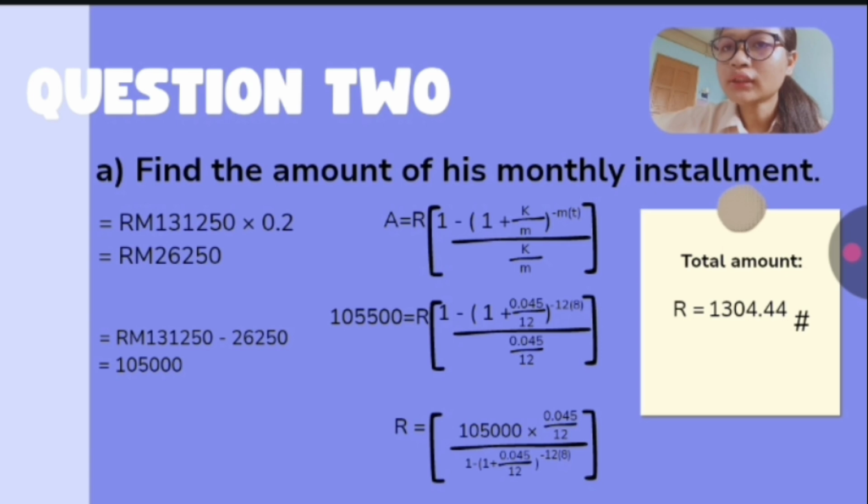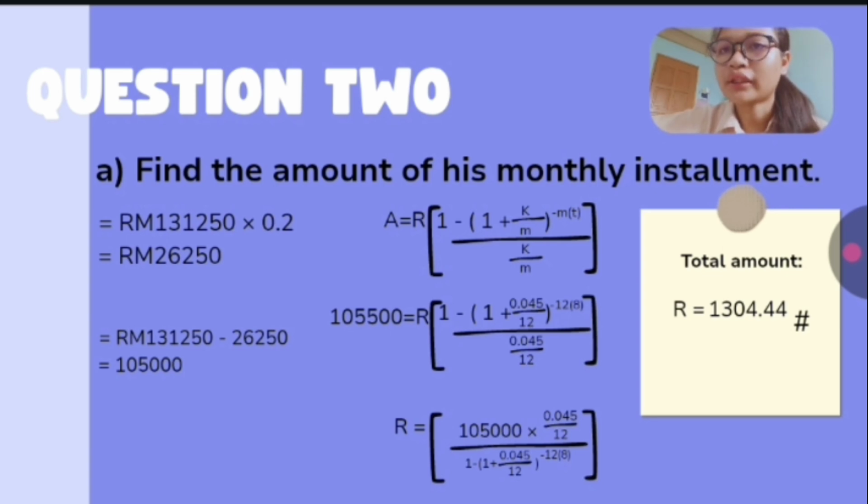The total amount is 131,250. Now, Mr. Wong has paid 20% as a down payment, so we are going to find the amount of the down payment that Mr. Wong has paid. 131,250 multiplied by 0.2 equals 26,250. So now we are going to calculate the amount left that Mr. Wong should pay. 131,250 minus 26,250 equals 105,000. This is the starting amount that Mr. Wong should pay now.